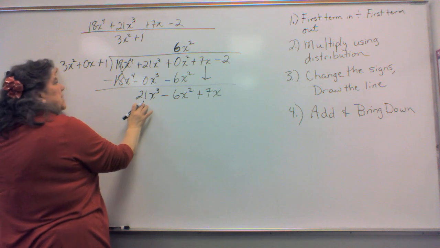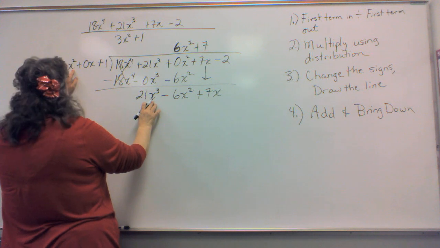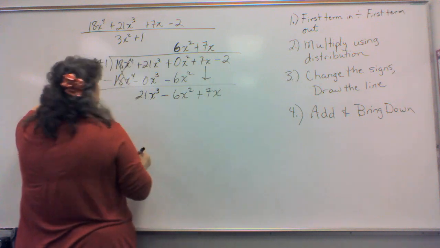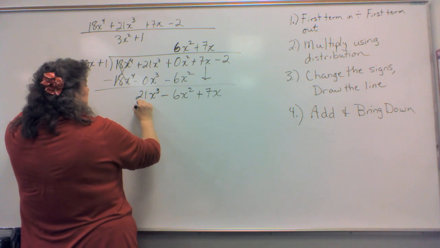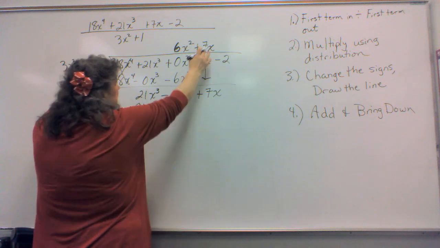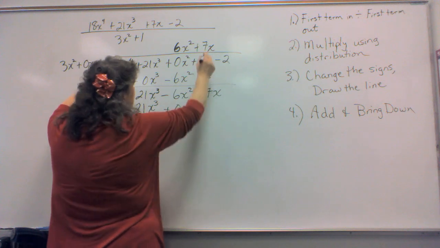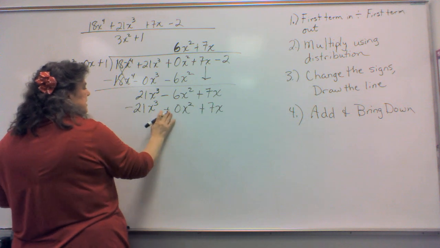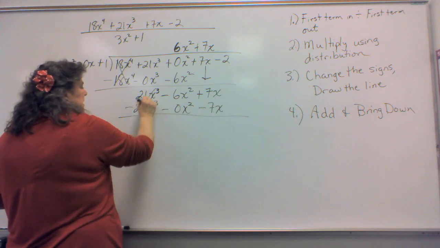Now, 21 divided by 3 is plus 7. X cubed divided by x squared is just x. Okay, again, multiply by distribution. 7x times 3x squared is 21x to the 3rd power. 7x times 0 is plus 0x squared. And 7x times 1 is plus 7x. Change the signs. Draw the line. This is 0.